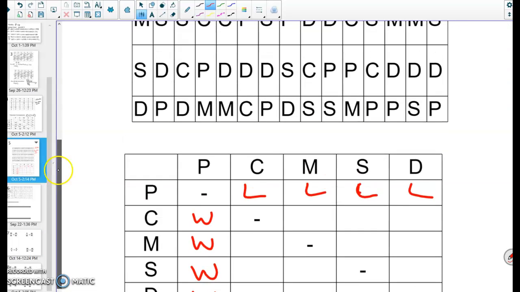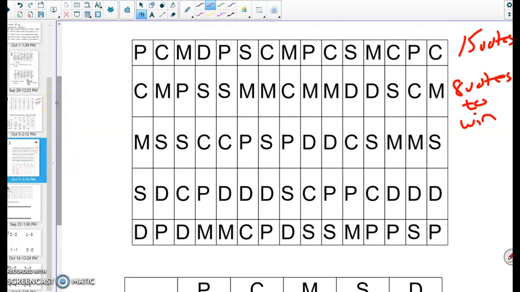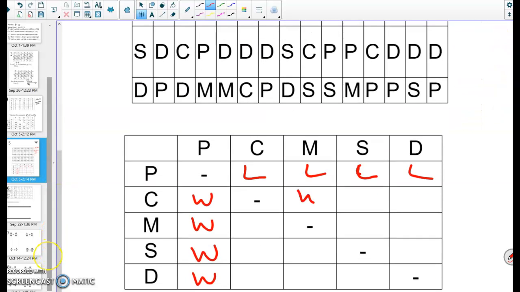Now we go to C. We already did C over P, now I'm doing C over M. 1, 2, nope. 3, 4, no. 5, nope. Nope. 6, 7, nope. 8. Once I hit 8, it doesn't even matter the last 2. Once C hits 8 votes over M, it's a winner, M is the loser to it.